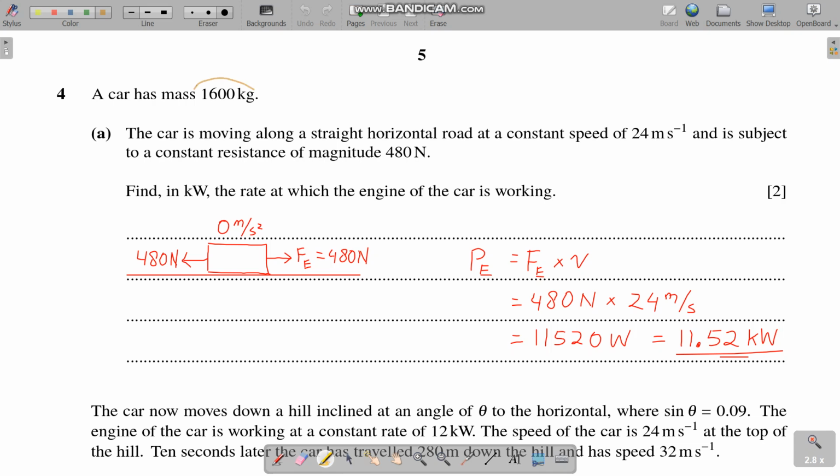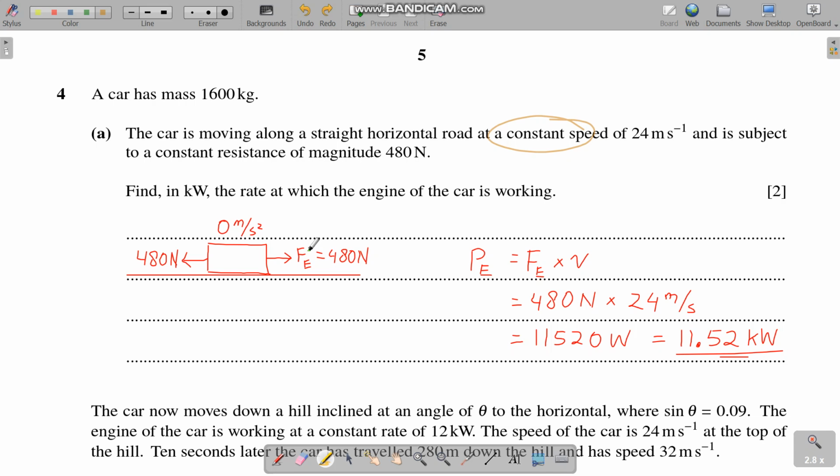We have the mass of the car, horizontal, constant speed, no acceleration. We have the velocity. We have the resistance force. Find the power of the engine in kilowatts. So first of all, constant speed means no acceleration, so we use sigma F equals 0.